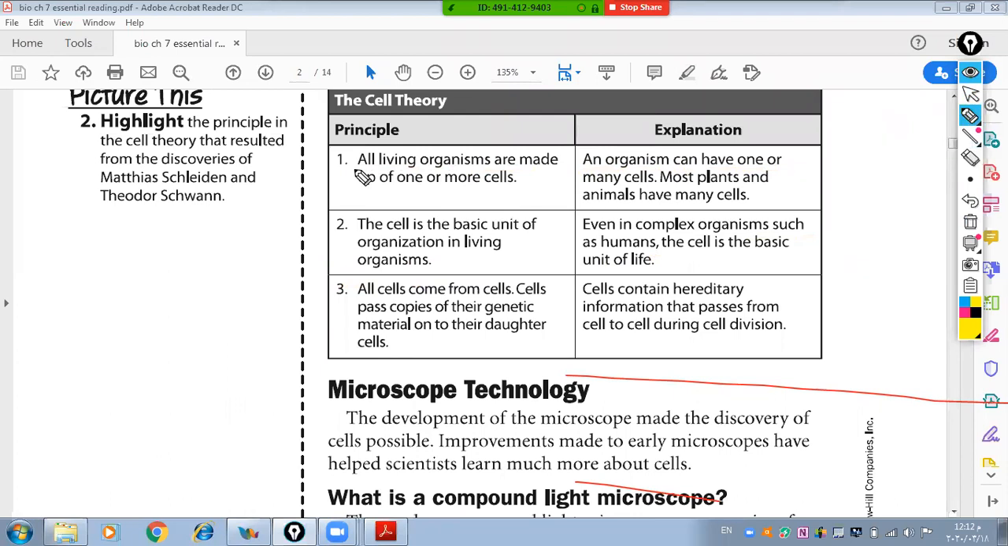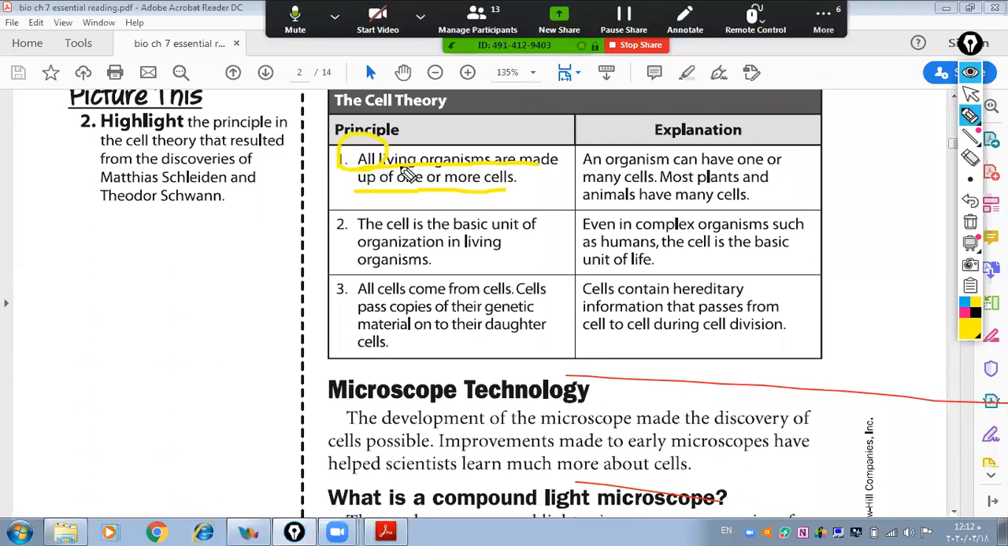For example, the first one: all living organisms are made up of one or more cells. The principle is constant, or you can use a different word with the same meaning. But all living organisms are made up of one or more cells. Don't forget he is talking about all living organisms.